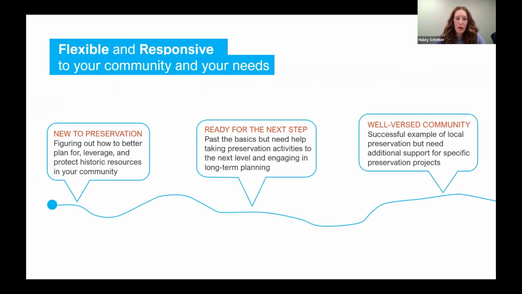So this is just an infographic showing what I just said: because communities across the state vary so widely in size, capacity, and resources, not all communities can hire a professional staff person or somebody with a background in preservation. It's important that the CLG program recognizes that and provides tools and activities that look different across the state.